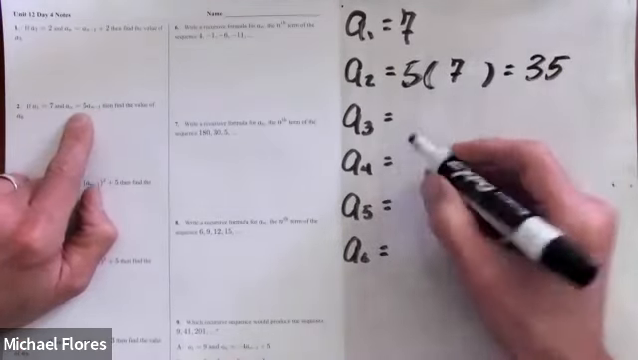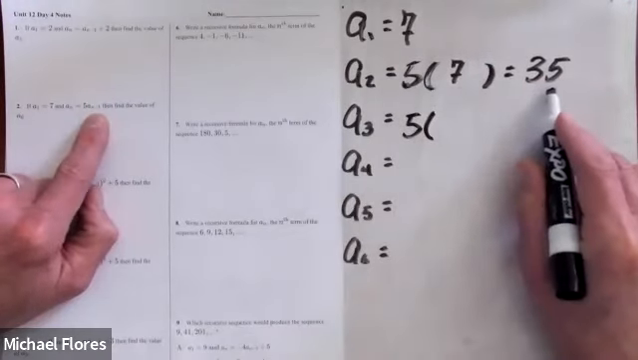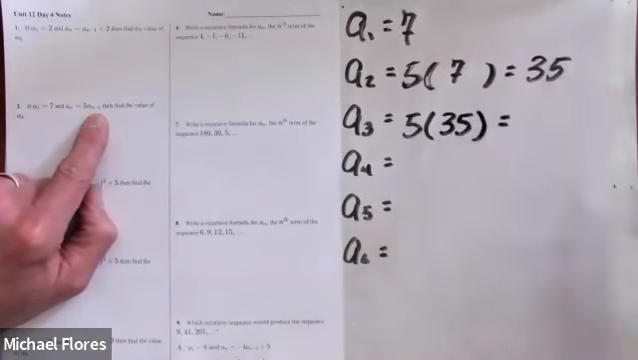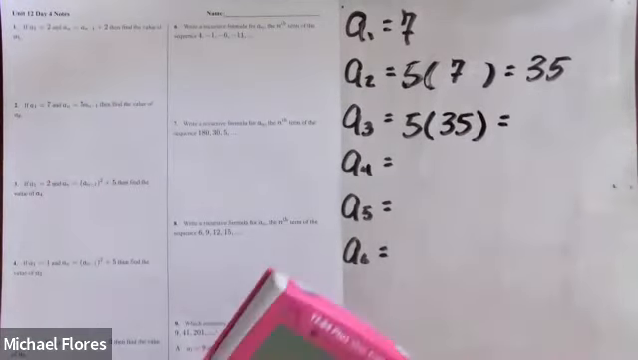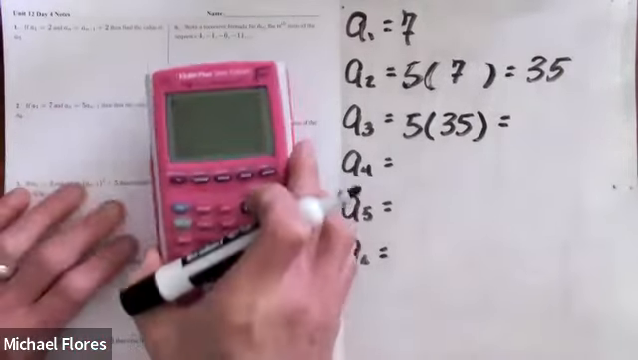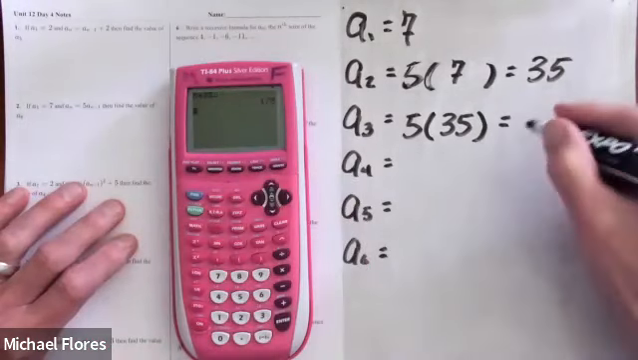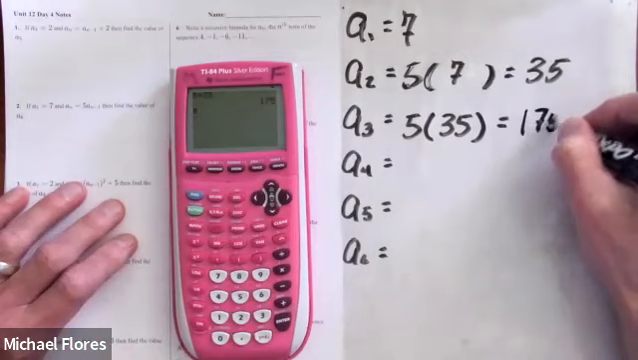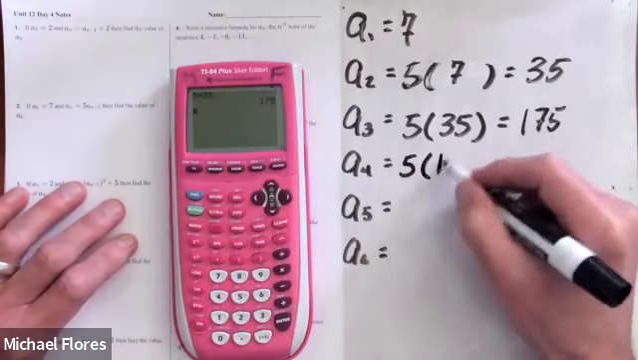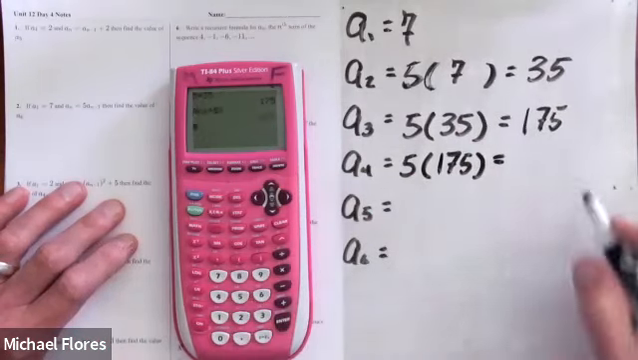To find the third term, start with 5, and we're going to multiply that with the previous answer, which was 35. You see what we're doing? So I'm going to get the calculator out for this one, because we're eventually going to encounter some really big numbers. 5 times 35 is 175. Well, to find the fourth term, we're going to take 5 and multiply it by the previous answer. 875.